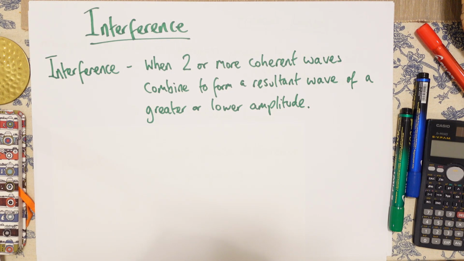Today we're going to be looking at interference. Interference is when two or more coherent waves combine to form a resultant wave of a greater or lower amplitude.